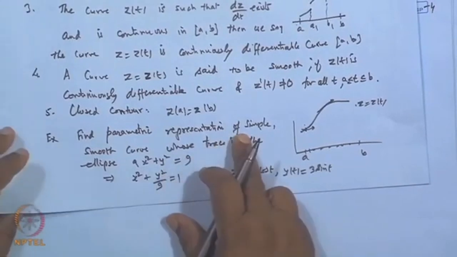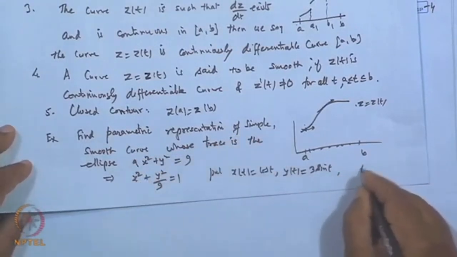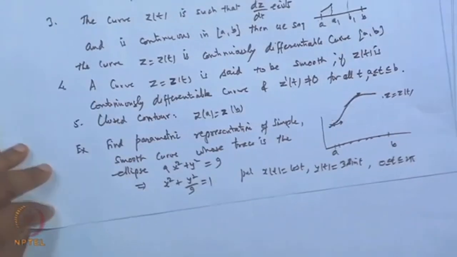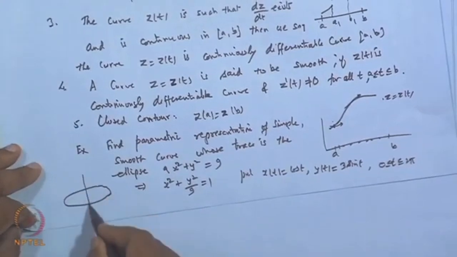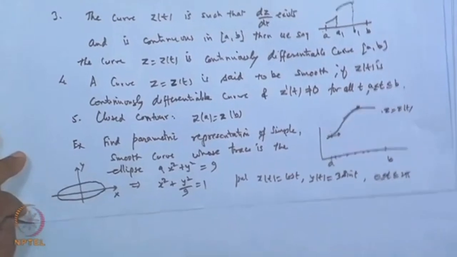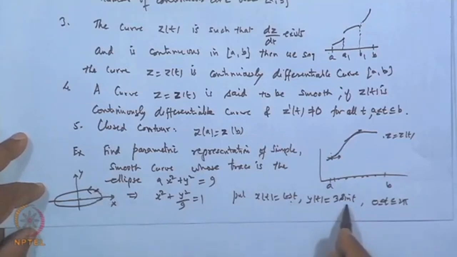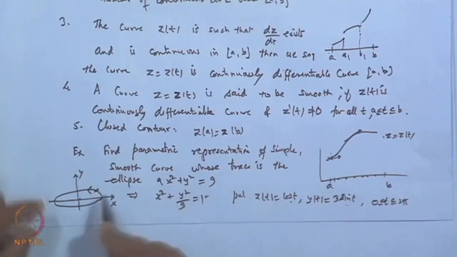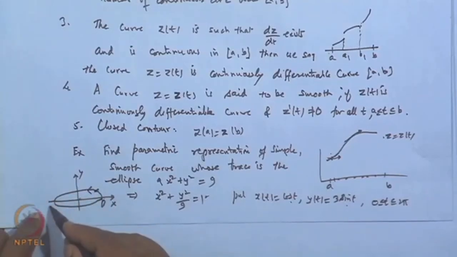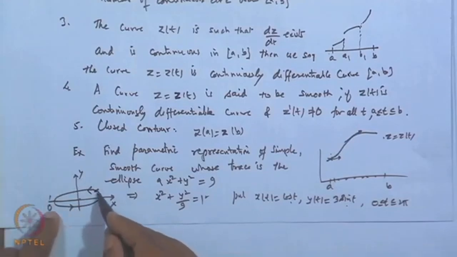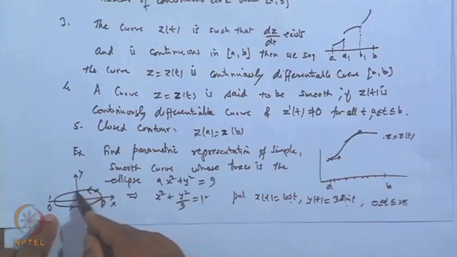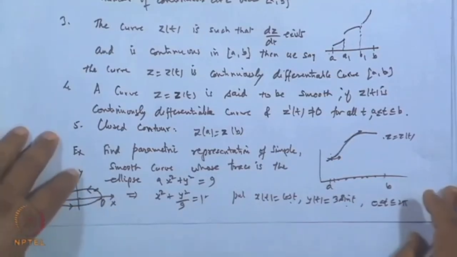And since it is a simple closed curve, an ellipse, we take t varying from 0 to 2π. This is our x axis, here is the y axis. The curve is moving in the positive direction. We are taking any point on this curve as (cos t, 3 sin t), and this point satisfies the equation. Since it varies from O to O dash and then back here, t will vary from 0 to 2π, so the direction of the curve is retained. This will be the parametric representation of the curve. This is enough for going further to the line integral.